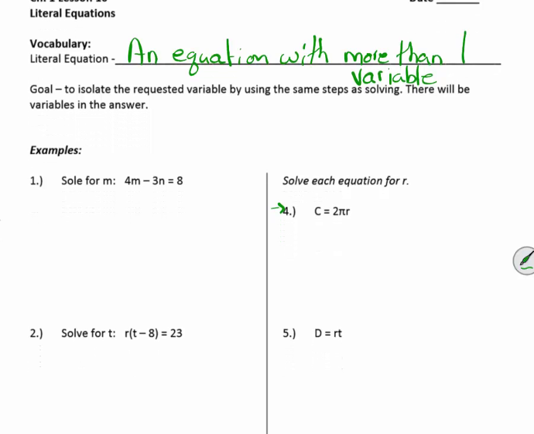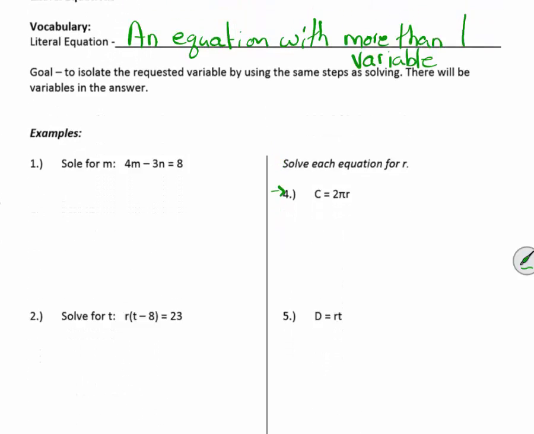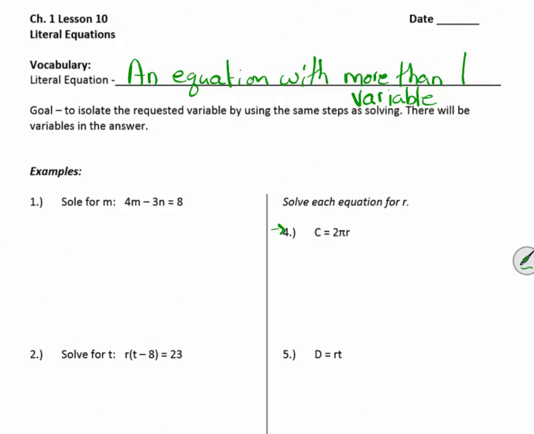Number 5 should look familiar as well, so should number 6. So a lot of times they are formulas that we use. But our goal is to isolate the requested variable. Isolate means get by itself, by using the same steps as solving. So it's a little bit weird because you're going to have a lot of letters in the problem, a lot of variables, but you're still following the same rules.